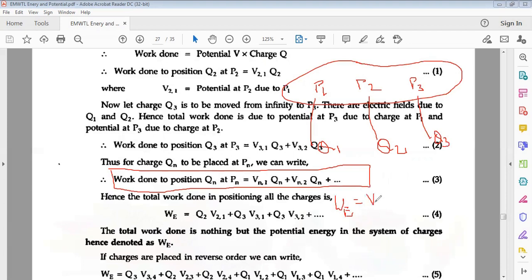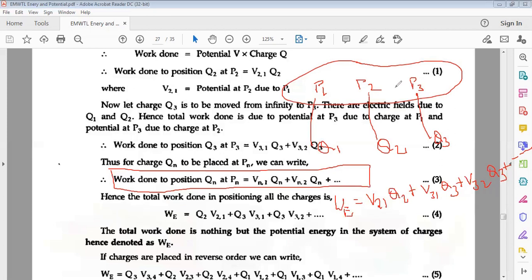So W equals V21 Q2 plus, and now Q3, V31 Q3 plus V32 Q3, and so on. This is the equation we got when Q2 is placed at the point P2 and Q3 is placed at the point P3.